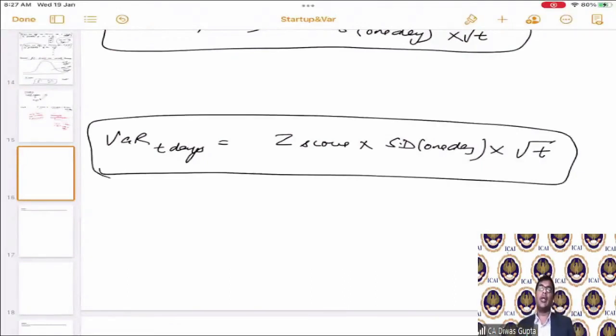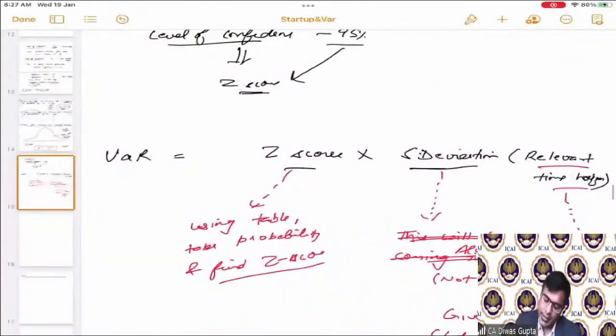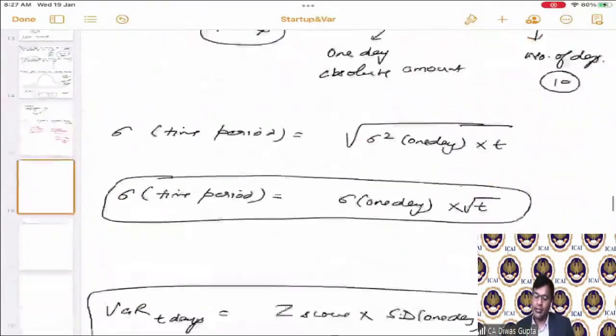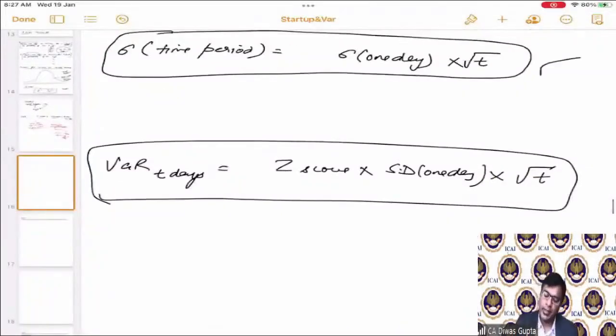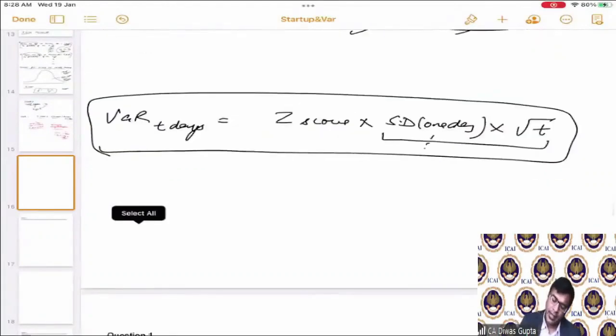I hope this is also understood. Correct, because we have studied that normal VaR is what? Standard deviation of relevant time period. So we have broken down the standard deviation of the relevant time period into standard deviation of 1 day multiplied by under root of t, which we have put in here. Simple. Again, I am specifying this standard deviation will always come as absolute.